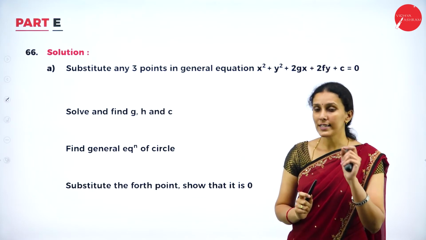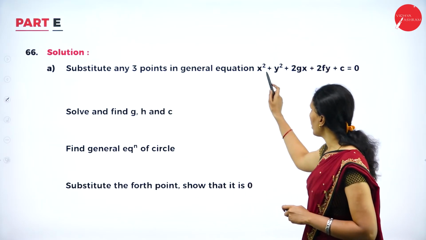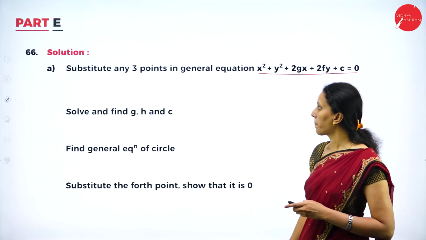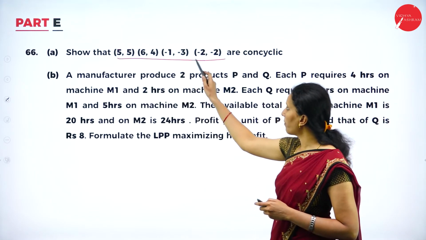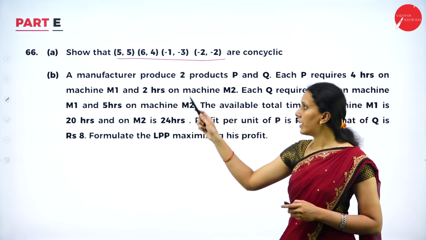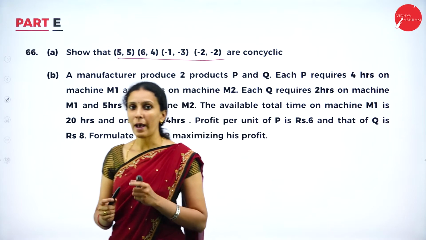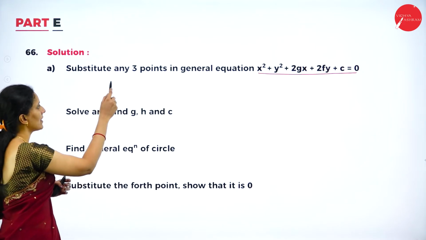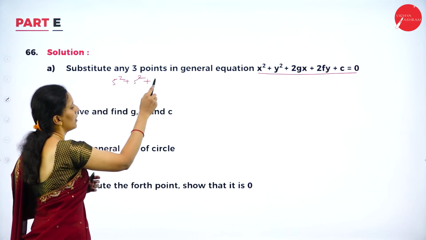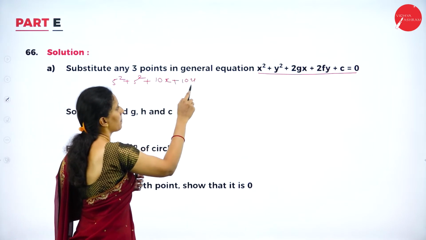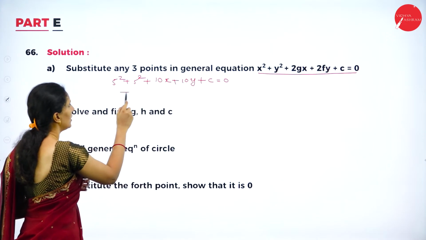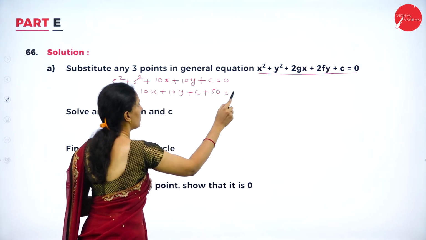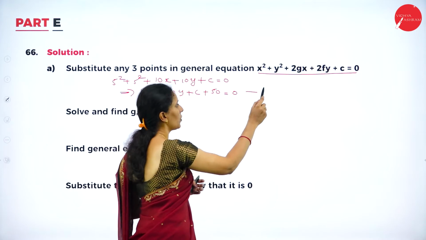So solution for the concyclic. Substitute any 3 points in general equation, x square plus y square plus 2gx plus 2fy plus c is equal to 0. For example, we have here 5, 5, 6, 4, minus 1, minus 3, minus 2. So choose any 3 points. Let me choose 5, 5 here. Then let's see what happens to the standard equation. So since the circle is passing through 5, 5, I can write this as 5 square plus 5 square plus 10x plus 10y plus c is equal to 0. So I will get here 10x plus 10y plus c plus 50 is equal to 0. So you can take this as equation 1.